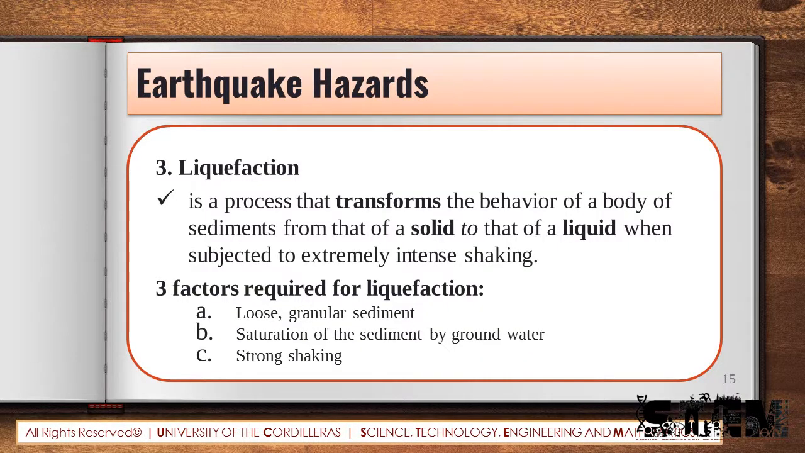Right. Another one is liquefaction. Number three is liquefaction. This one is the process that transforms the behavior of a body of sediments from that of a solid to that of a liquid when subjected to extremely intense shaking. So because of earthquake, liquefaction happened. There are three factors actually that are required for liquefaction to happen. First is the loose granular sediment. Maybe in that place it's just made of clay. Saturation also of sediment by groundwater, meaning to say in that place it is saturated by water, and then because of strong shaking, liquefaction happens.